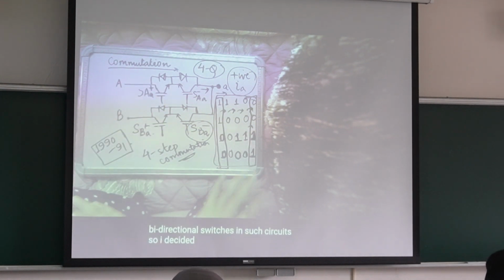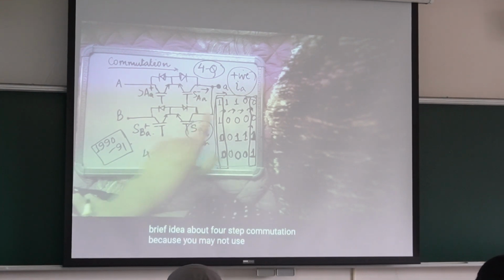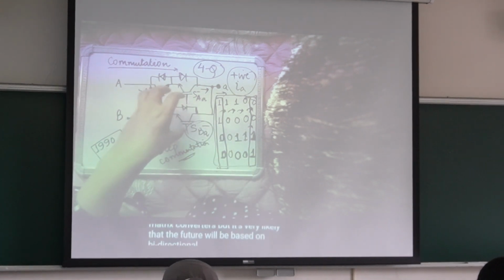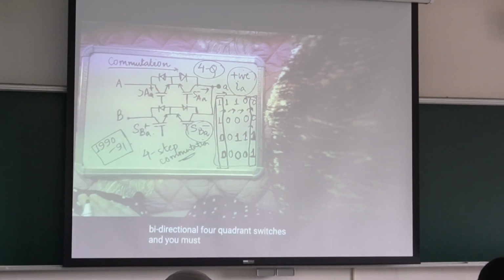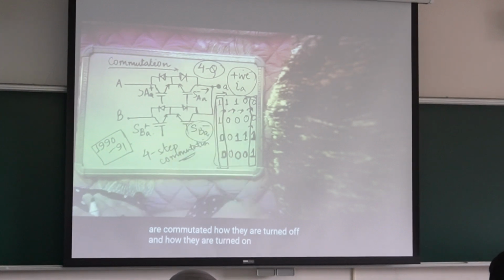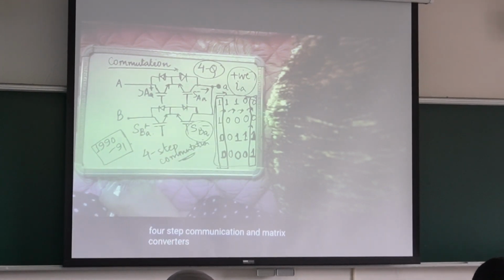So I decided that I'll also have 4-step commutation, which is important. You may not use matrix converters, but it's very likely that the future will be based on bidirectional 4-quadrant switches, and you must know how these 4-quadrant switches are commutated, how they are turned off and how they are turned on. So that is about 4-step commutation and matrix converters.